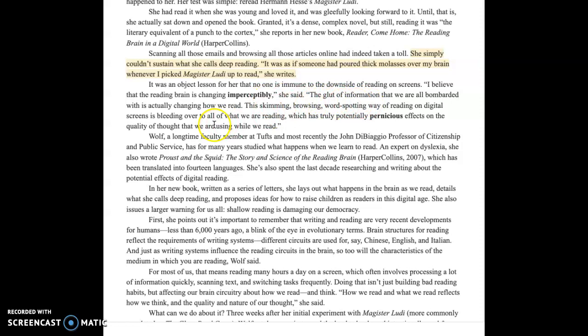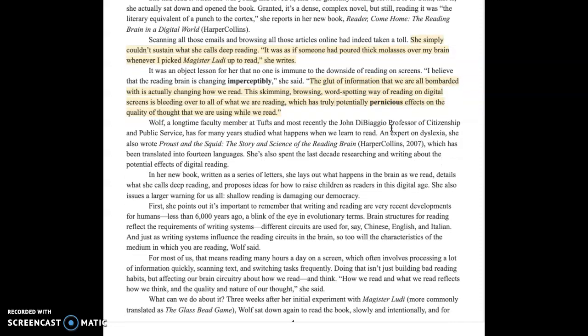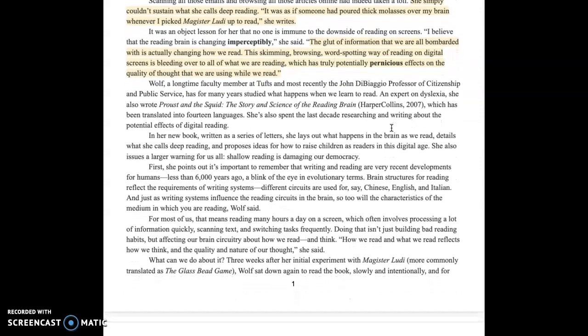The glut of information that we are bombarded with is actually changing how we read. This skimming, browsing, word spotting way of reading on digital screens is bleeding over all of what we are reading. I think this is important right here. And maybe we'll just do this whole quote. I think this quote is also very important because she's saying that we're reading in a different way. We're skimming, we're browsing, we're word spotting, and it's affecting how we normally read. So I think that's important.